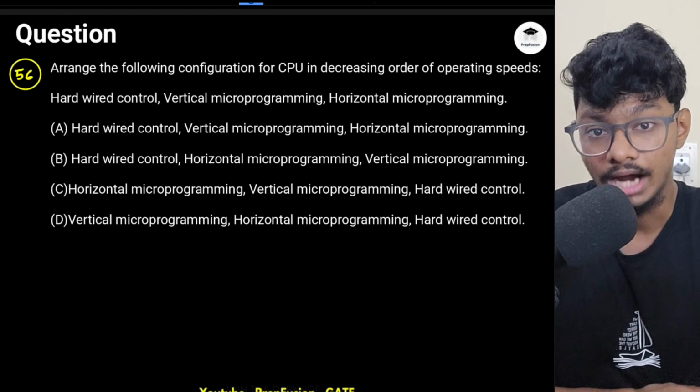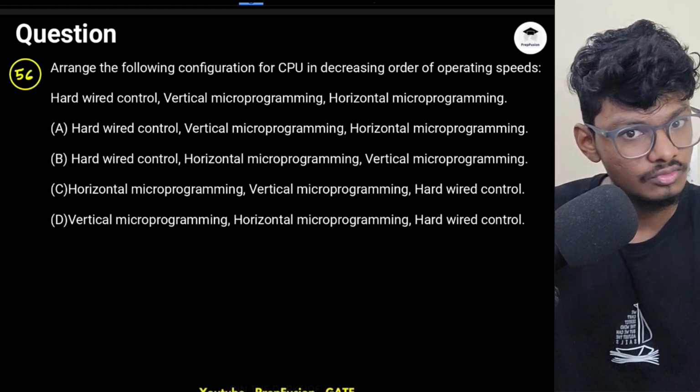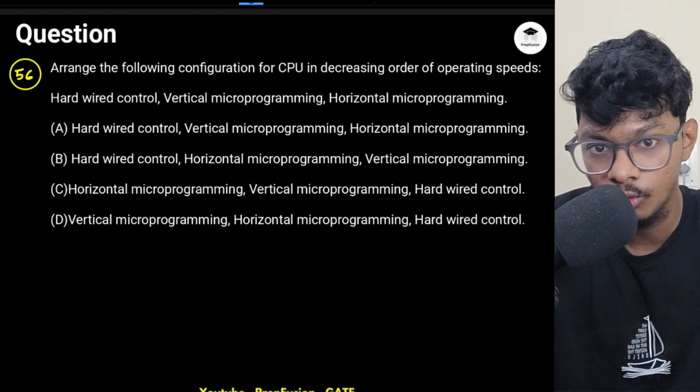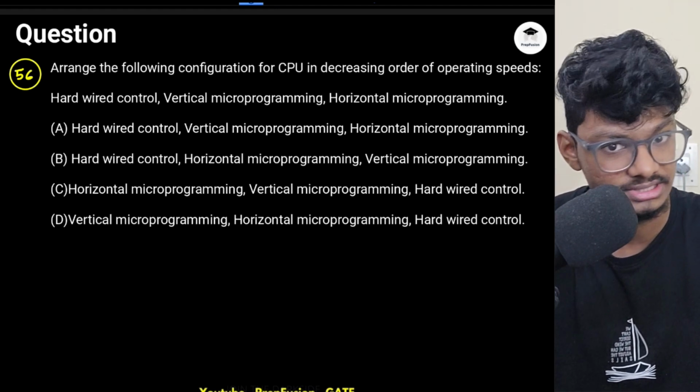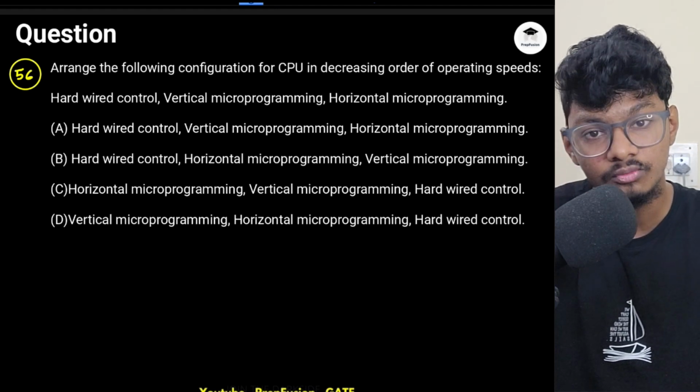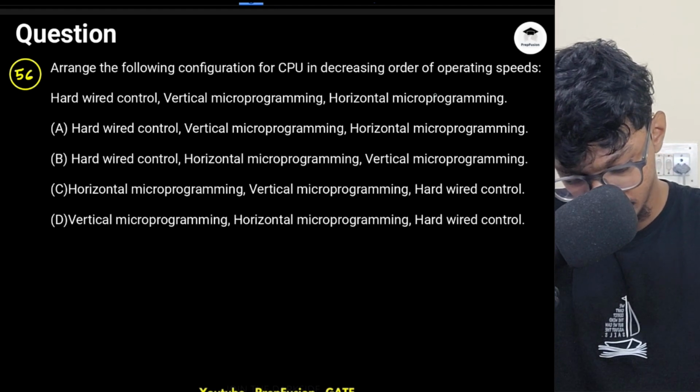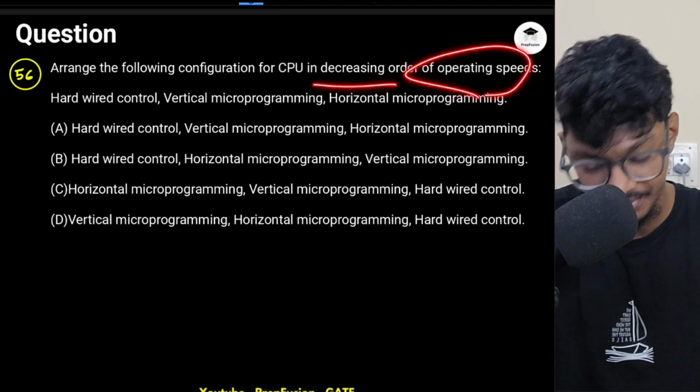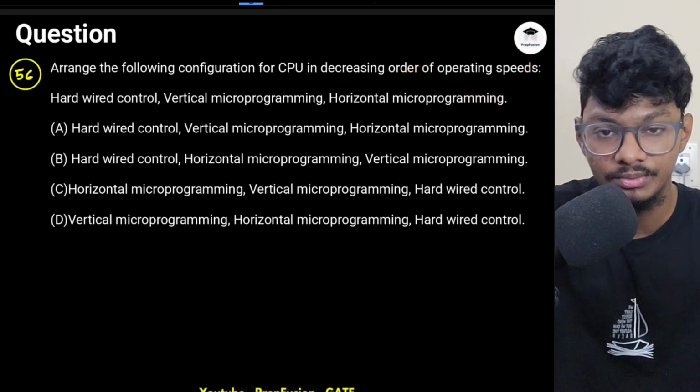Now, in hardwired, everything is hardwired, so it will be very, very fast. We don't have to go to the lookup table and have a memory access. We don't need to do that. So hardware will always be faster. They are asking me in decreasing order of operating speed, so the highest operating speed will be of hardwired.